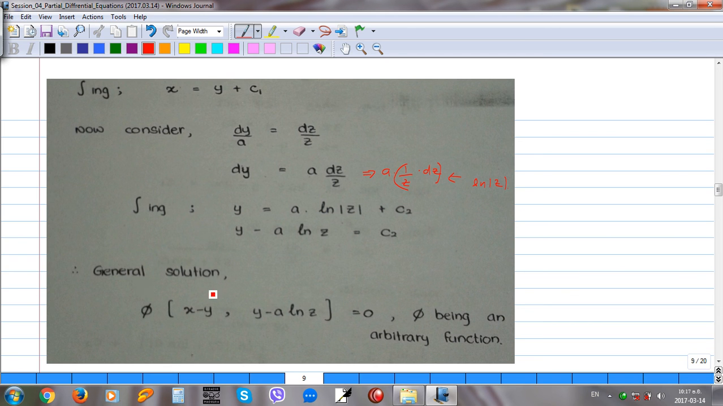Then you can write the general solution phi of c1, c2, where c1 equals x minus y, and c2 equals y minus a times ln z, equals 0, where c1 and c2 are arbitrary constants and phi being an arbitrary function.